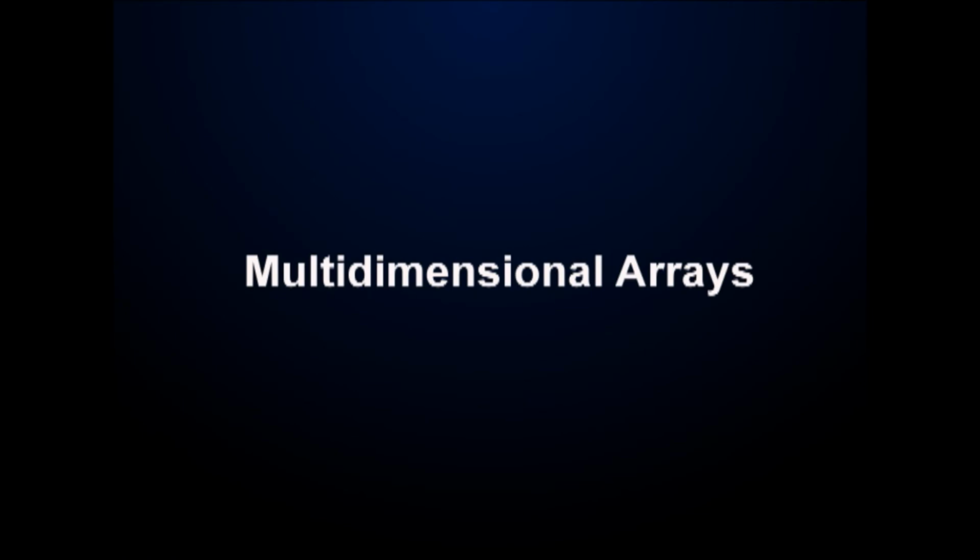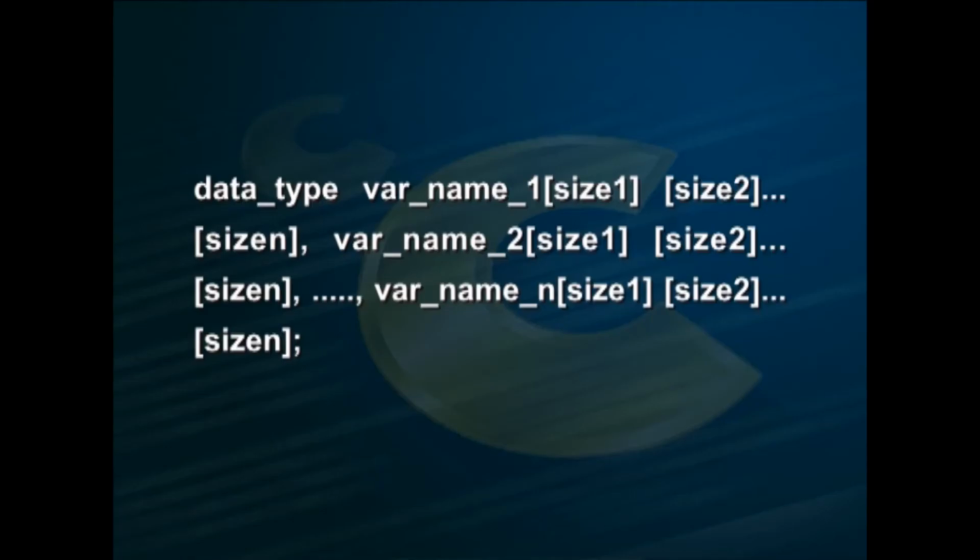Multi-dimensional arrays. C allows arrays of 3 or more dimensions. The maximum number of dimensions supported is compiler dependent. The general form of a multi-dimensional array is: data type, variable name 1 [size 1][size 2]...[size n], variable name 2 [size 1][size 2]...[size n], variable name n [size 1][size 2]...[size n].